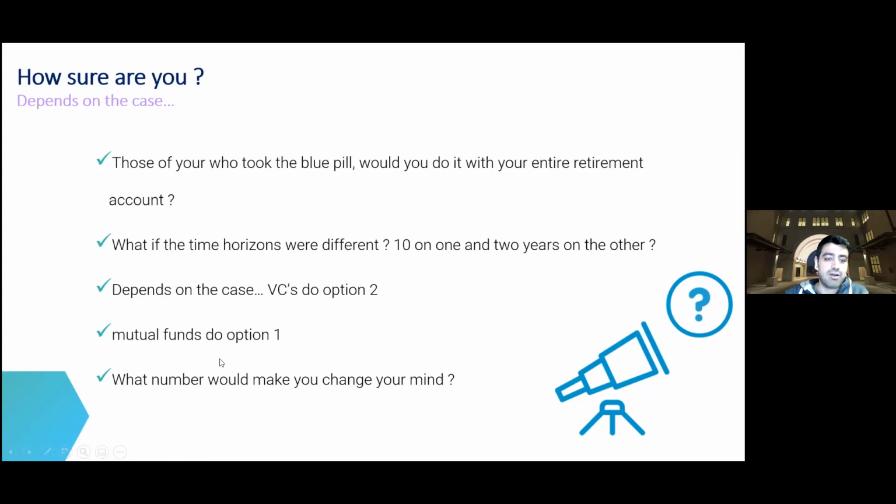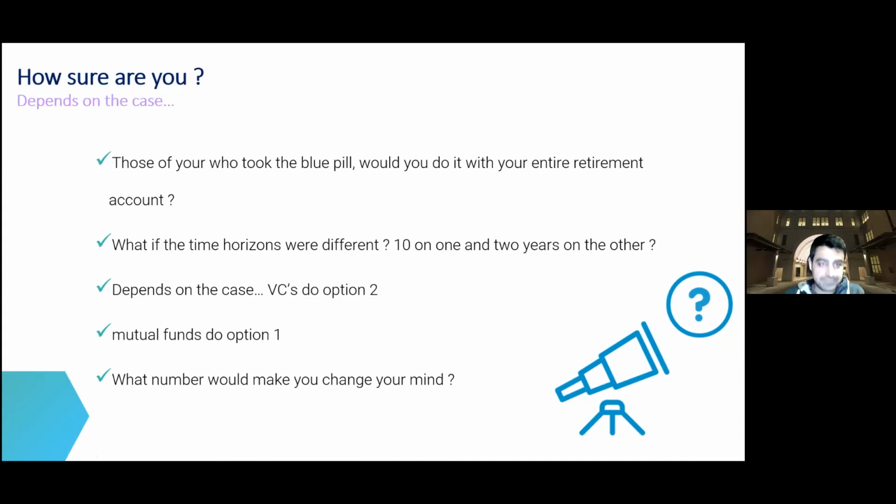And I bet all of you has a point in time where they would change their minds with regards to the choice they're going to make. If I make the blue pill expected value 100 times bigger, you might be like, okay, it makes sense for me now. If I make the payoffs a little bit different, you might switch again.